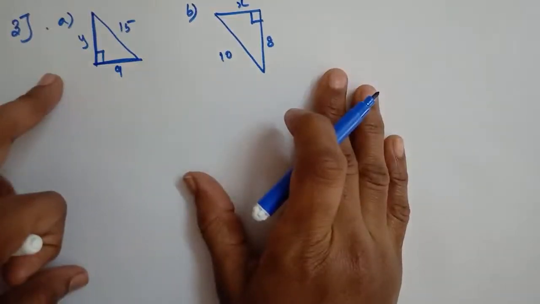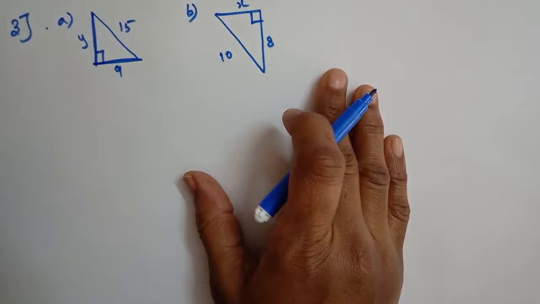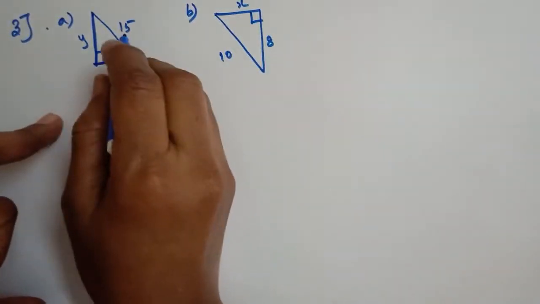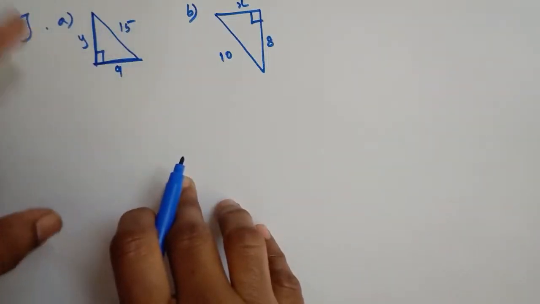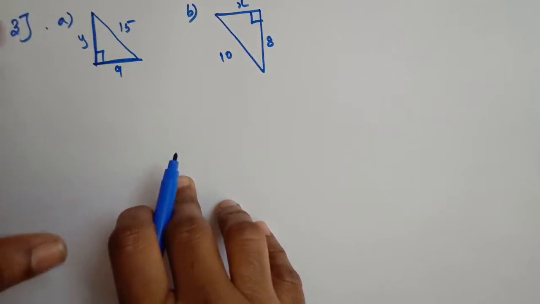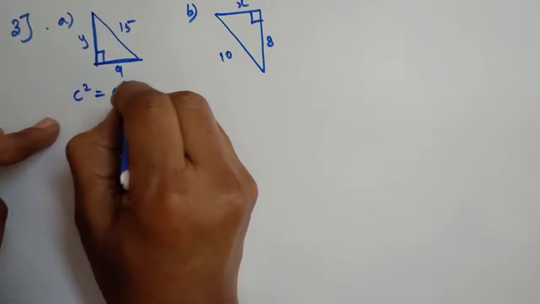Listen, students, now the third question. This is also very easy. If you know the table, you can directly write the answer. Here, in this question, the length of the hypotenuse and one side are given. So find the length of the other side for each right angle. How do you do it? c squared is equal to a squared plus b squared.